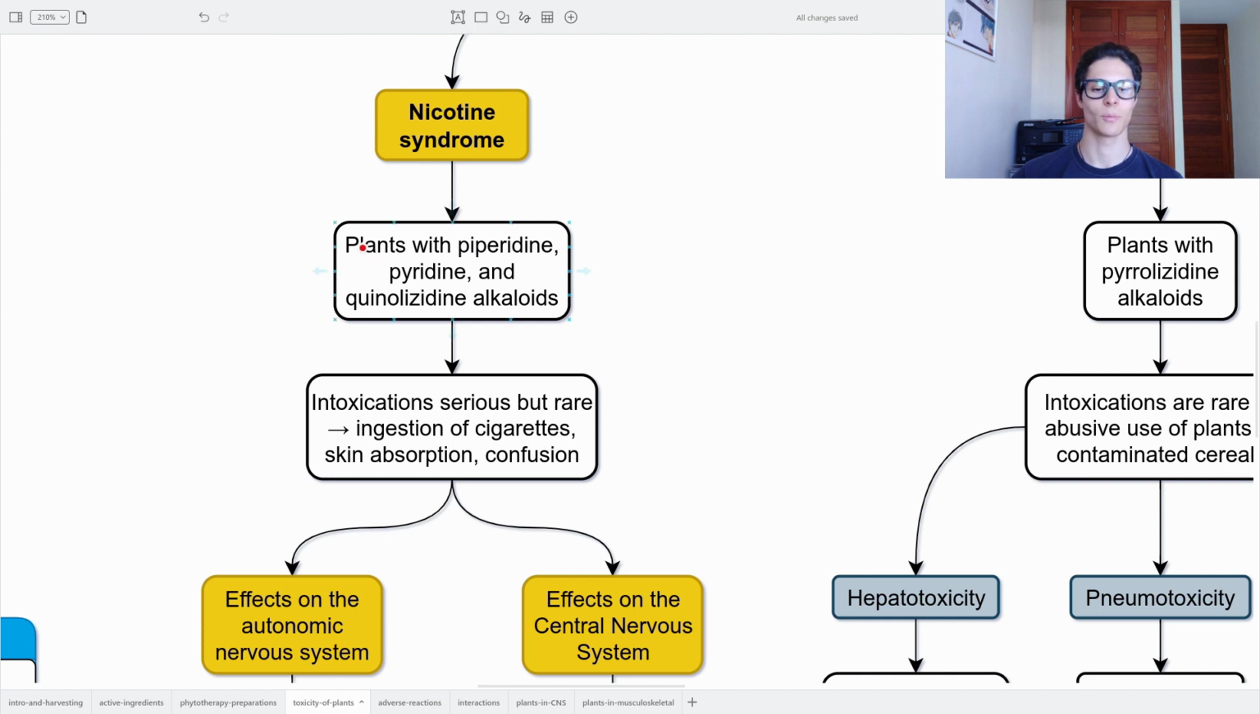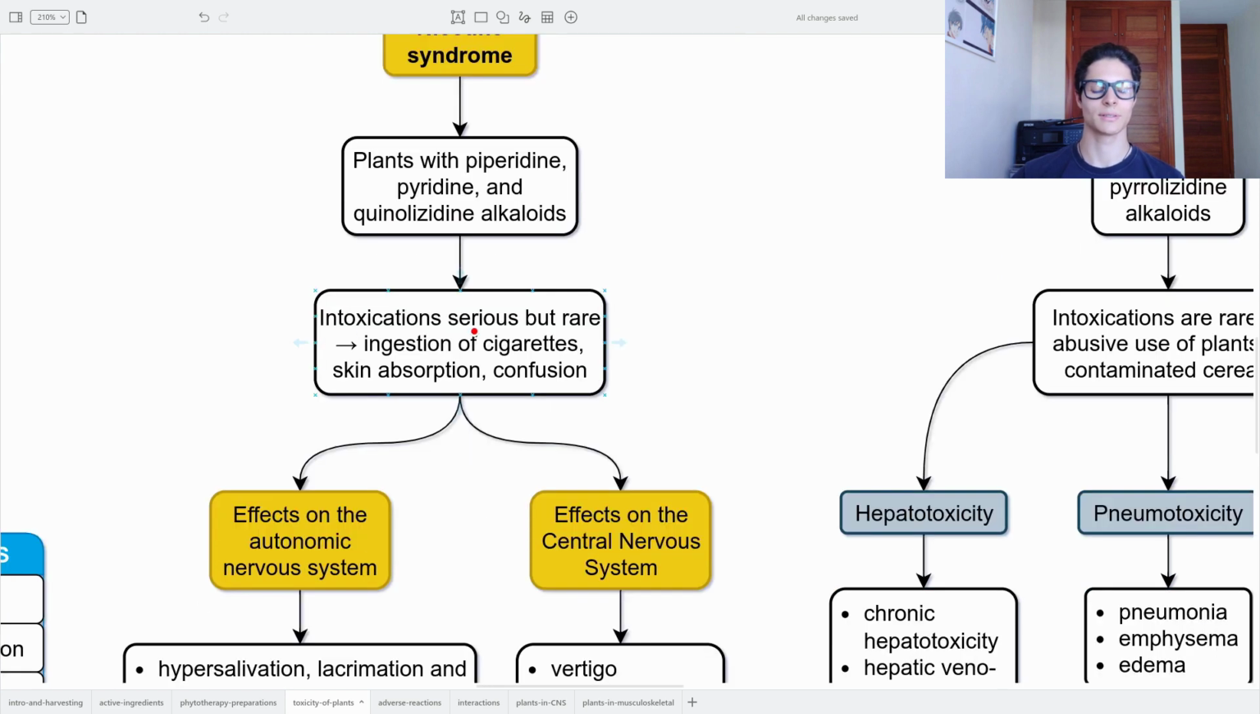And then the nicotinic syndrome. This happens when we find plants with piperidine, pyridine, and quinolizidine alkaloids. Again, alkaloids. Intoxications are serious but rare, fortunately. The ingestion of cigarettes, skin absorption, and confusion with other medicinal plants are the main reasons of intoxication.